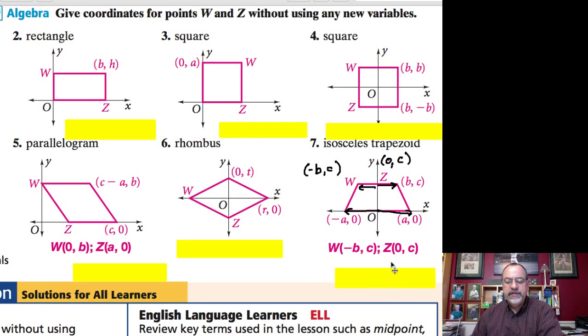So by placing those figures in the plane and by looking at the coordinates given to us, we're able to determine the coordinates of the point without using any new variables. We're just going to have to use the variables that they use and do a little bit of reasoning based upon what we know about these figures.